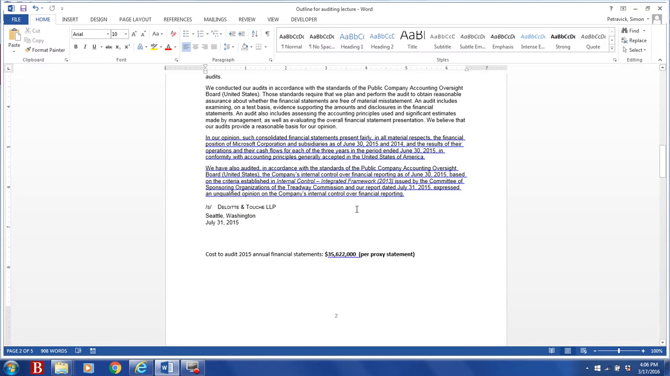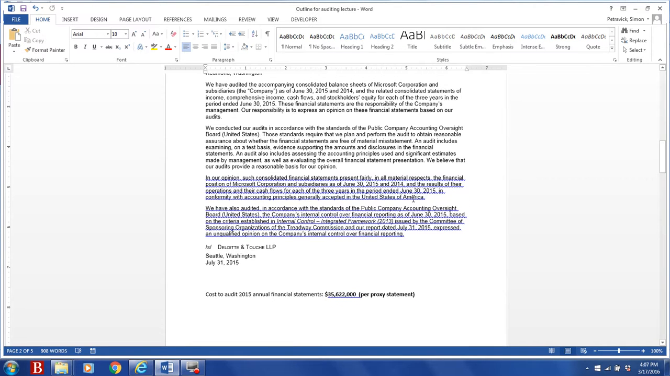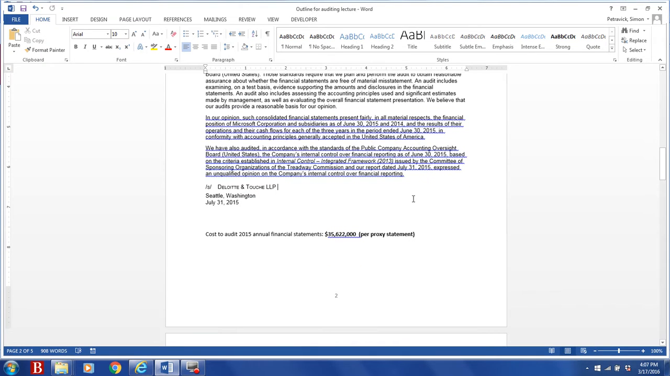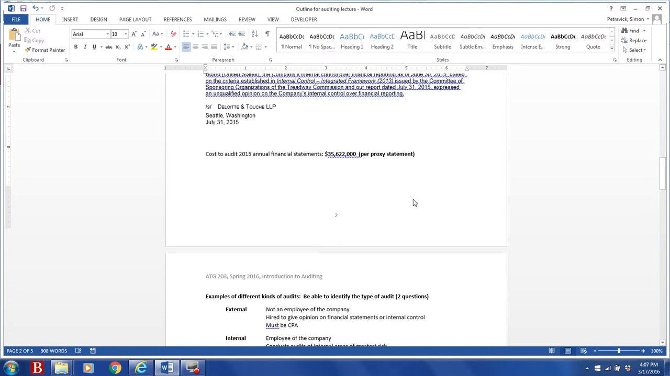And since Microsoft is a public company, they're subject to the Sarbanes-Oxley Act, and so they also have to have their internal control audited. And so this audit report has a fourth paragraph which gives an opinion on the company's internal controls. The last line here, I can see the words unqualified opinion, so that's saying Deloitte and Touche did not have any problems with their internal controls. So a lot of work went into preparing this document.